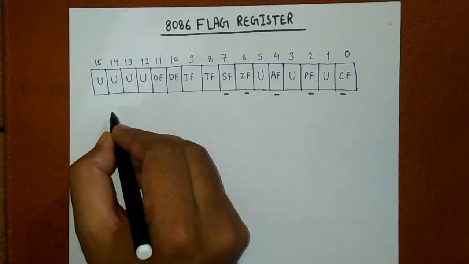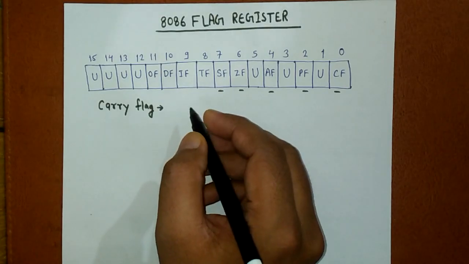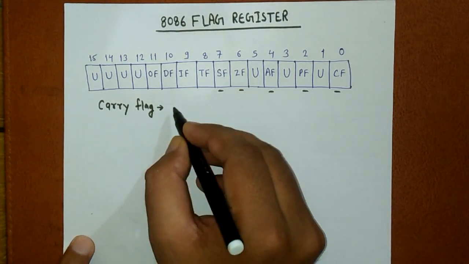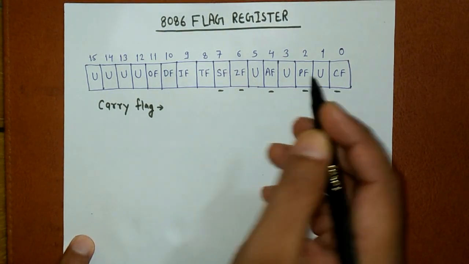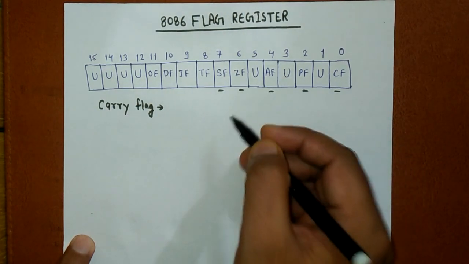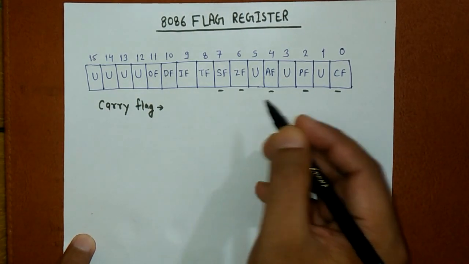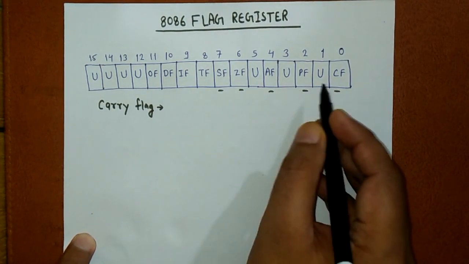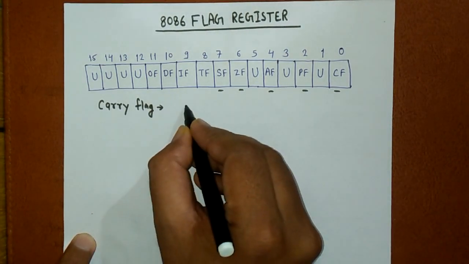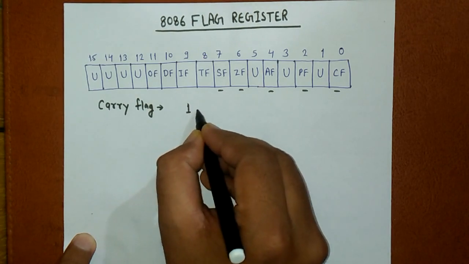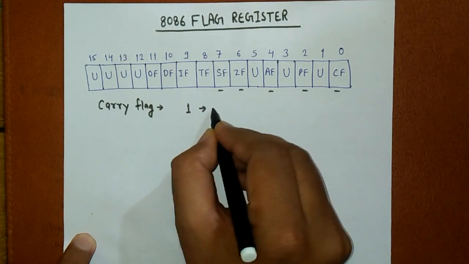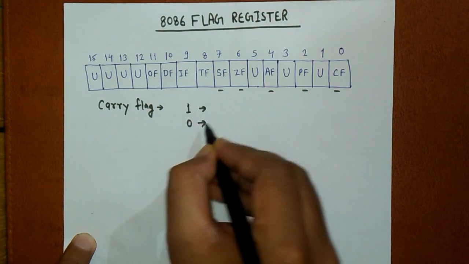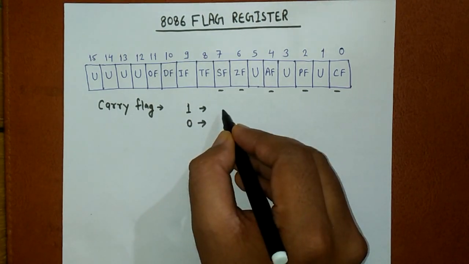If the microprocessor is performing any addition or subtraction operation, and in an addition operation a carry is generated, and also in the case of subtraction, if a carry is borrowed, then these conditions are reflected by the carry flag. So if carry flag is equal to 1, a carry is generated, and if its value is 0, carry is not generated.